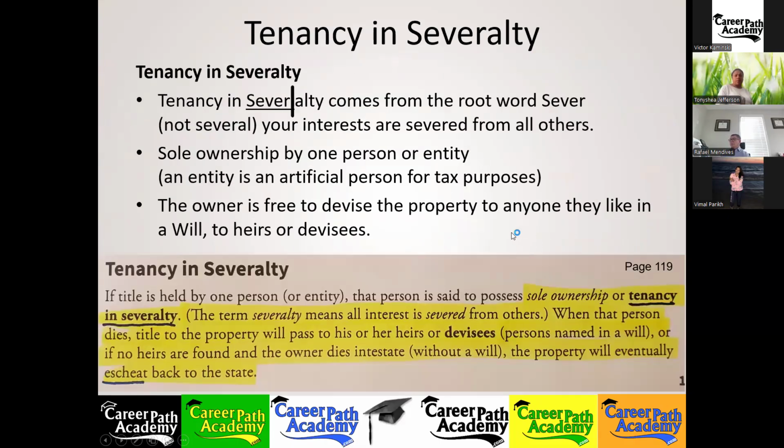We're going to start off with the first form of ownership. It's tenancy in severalty. The root word is not several, it is sever, where your interests are severed from all others. They're cut off from all others. So, tenancy in severalty is sole ownership by one person or entity. Entity is a business. The owner is free to devise the property to anyone they like in a will, to their heirs, or devisees. All right.